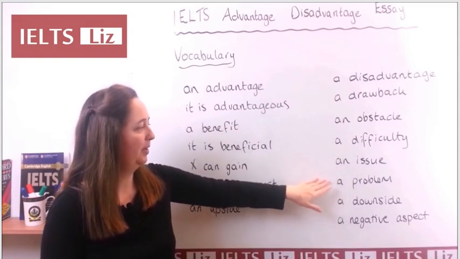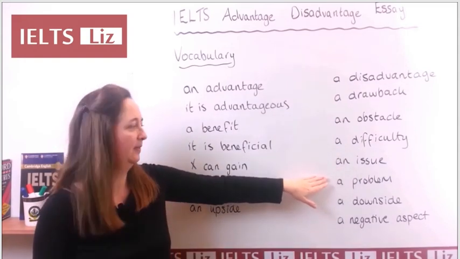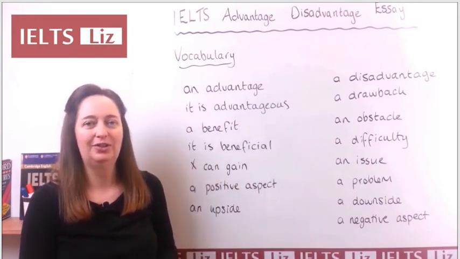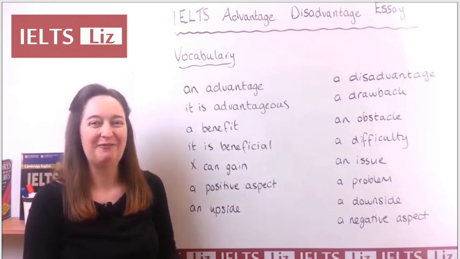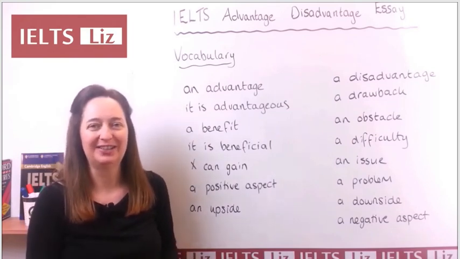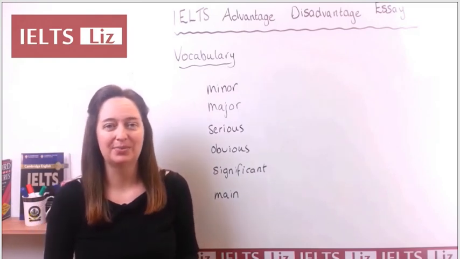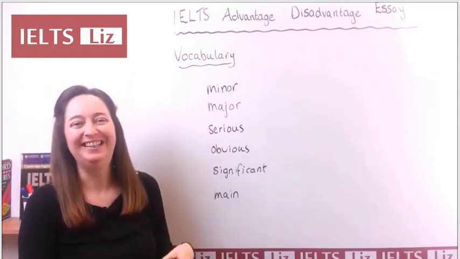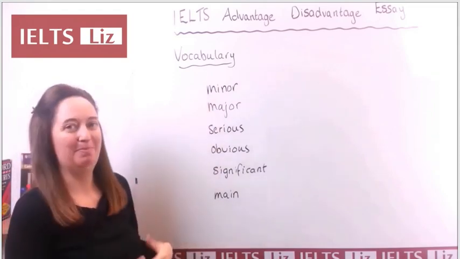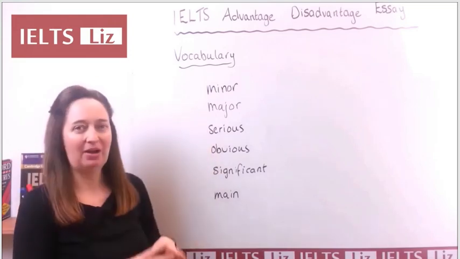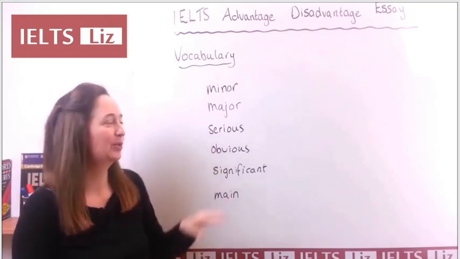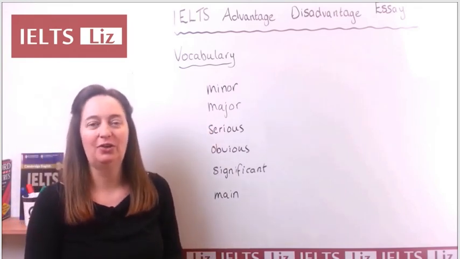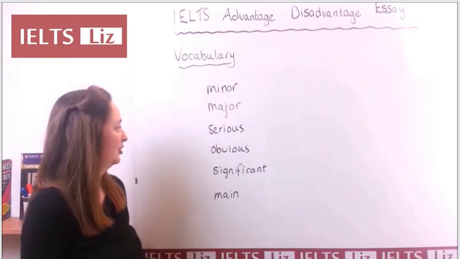An issue and a problem are perfect paraphrases for each other. A downside and a negative aspect. Let me give you a few more words now to be more expressive when talking about advantages and disadvantages. We can also use these words when we're writing. Minor and major. If you're talking about a small disadvantage, then you can talk about a minor disadvantage. Or if you're talking about a very big advantage, you can talk about a major advantage. Serious, you can use that for a serious advantage, serious disadvantage.